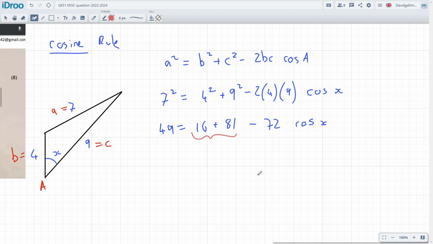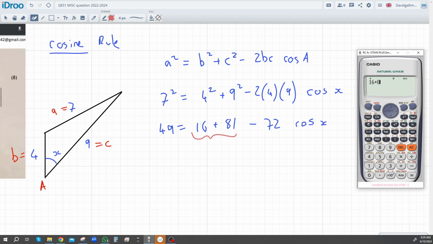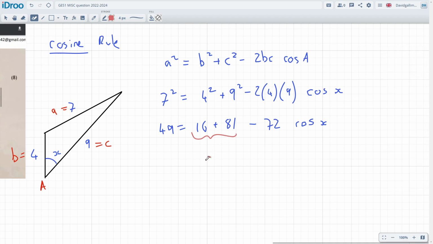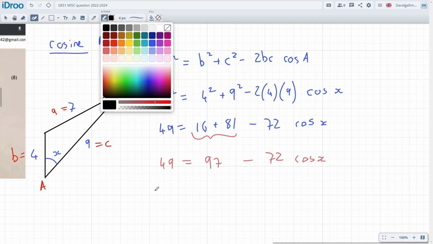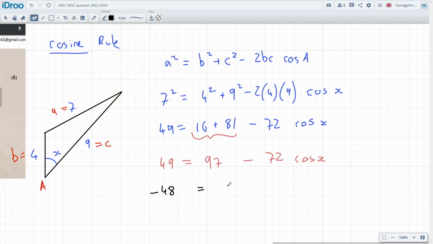What I can do is get these guys together. So let's add together 16 plus 81, 97. All right, that's cool, 97. And then we'll just drop all this down. And we'll pick it apart slowly. Next we're going to minus off the 97. So let me do that. Let me get 49 minus the 97, negative 48. Okay, great. So this is a negative 48 is equal to negative 72 cosine of x.